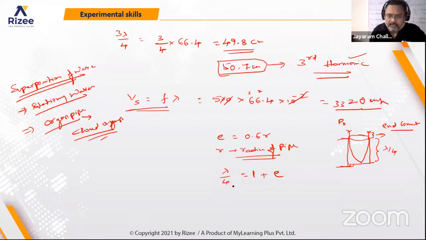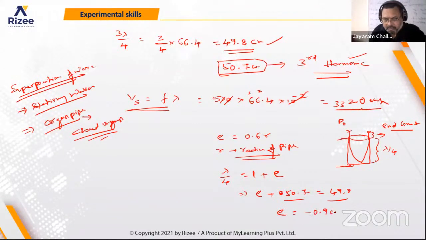Now coming to this question, the end correction plus length, 50.7, should be the actual value. How much have you got? Theoretically it should be 49.8. Practically, you have got 50.7. So this difference is due to the end correction value, which is coming out to be minus 0.9 centimeters. That means your antinode is actually forming inside.